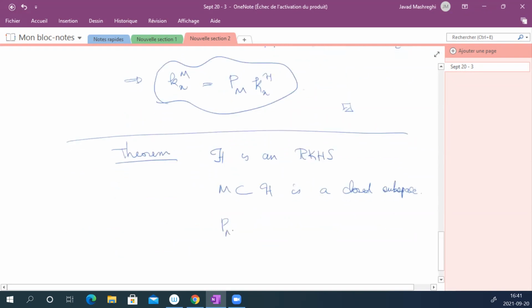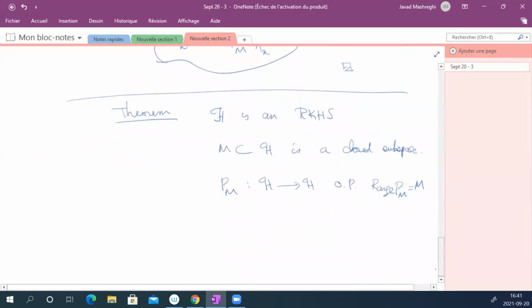Then PM is well defined from H to H, an orthogonal projection, but note that the range of PM is equal to M. We project each element onto M. And the question is, what is the formula? And here is the formula. For each f in H, here is the formula for the projection: PM of f at the point x is f inner product with K_x^M.